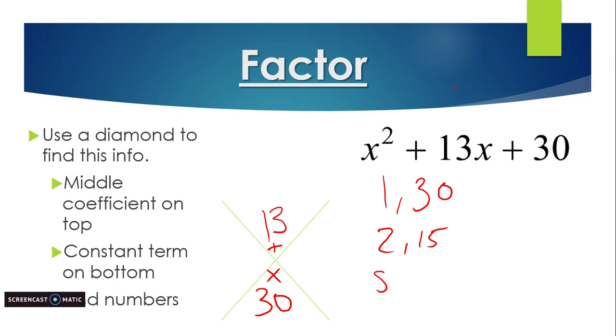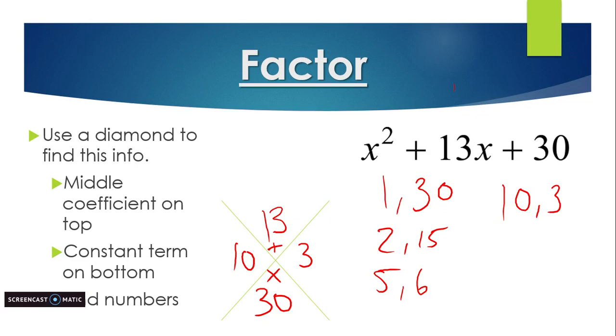5 times 6 is 11. I don't know. I'm starting to panic. What options do I have left? Oh, yeah. 10 times 3. 10 times 3 is 30. 10 plus 3 is 13. We have found the numbers we are looking for.